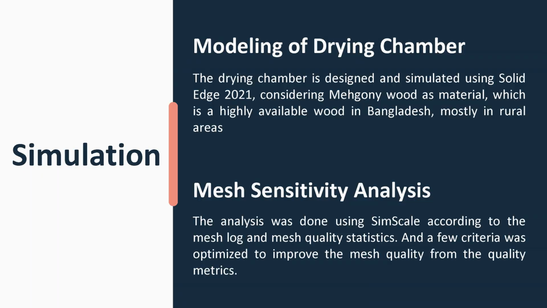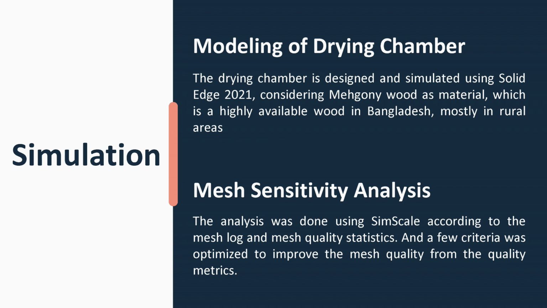The simulation study was then continued for the drying chamber. It was designed using SolidEdge 2021. Mahogany wood was used as a material for simulation. This type of wood is highly available in Bangladesh, especially in the rural areas. Its thermal conductivity is also low. Thus, the drying chamber will be thermally efficient and the dryer will be cost effective too. With the data provided by the Forest Department of Bangladesh, we developed the solid model of the design.